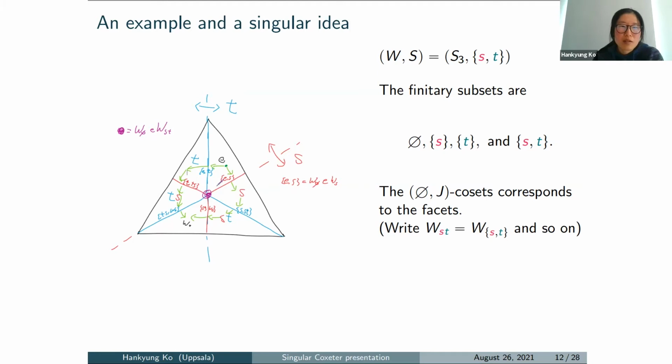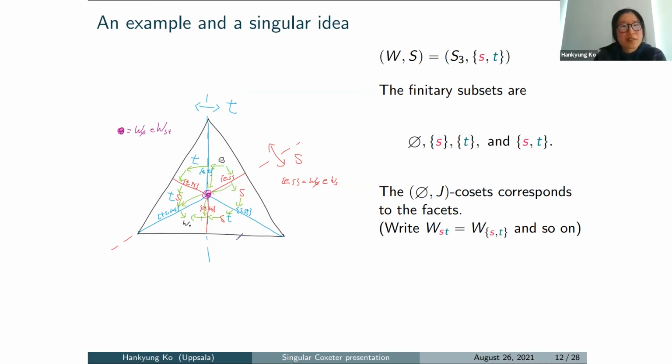But since now we have these one-dimensional cells, we can split this into more steps. You go into this facet, go out, go in, out, and same for this other S. So the braid relation identified this path and this path.